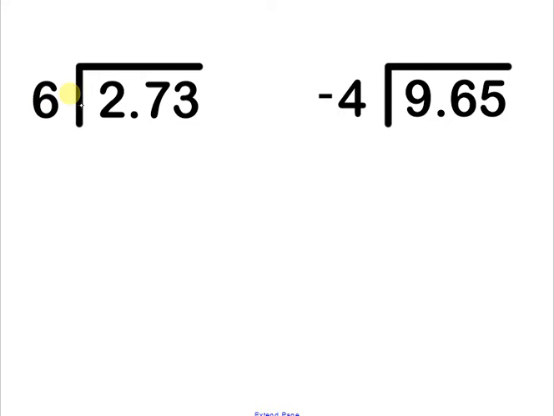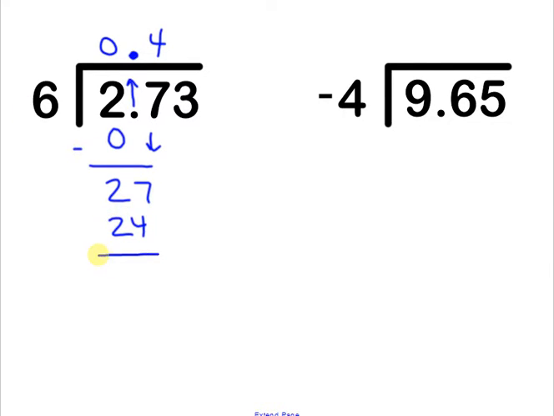All right, so here I have a positive divided by a positive, and I'm going to bring the decimal straight up to the roof. 6 goes into 2 0 times. 0 times 6 is 0. Subtract. 2 minus 0 is 2. Bring down the 7. 6 goes into 27 4 times. 4 times 6 is 24. Subtract. 27 minus 24 is 3. Bring down the other 3. 6 goes into 33 5 times. 5 times 6 is 30. Subtract. 33 minus 30 is 3.